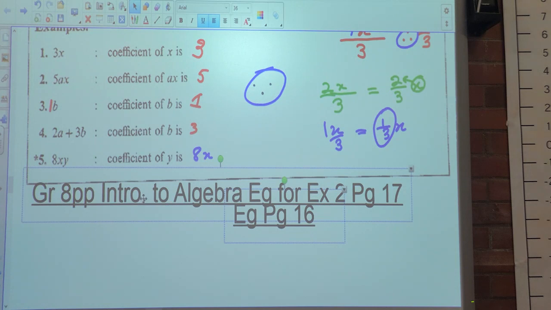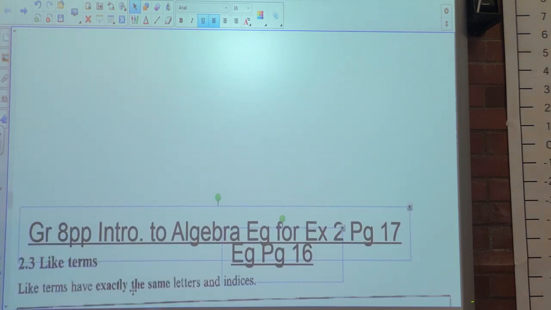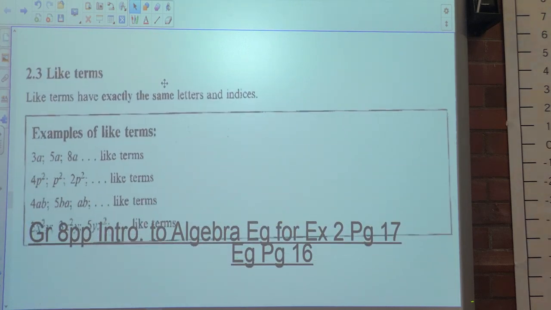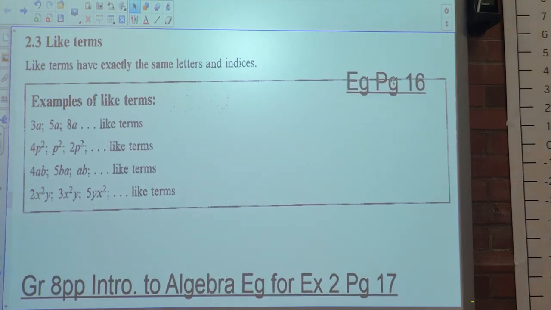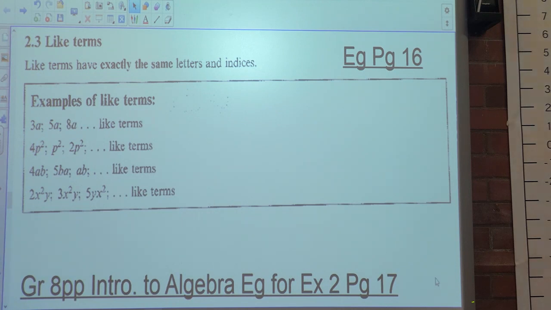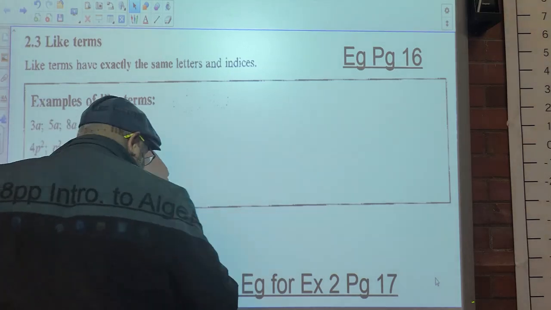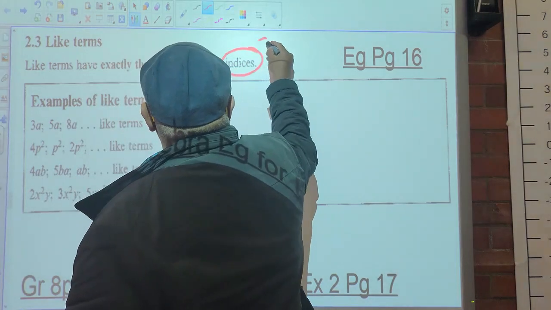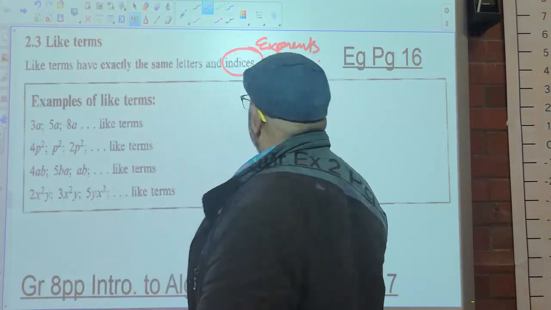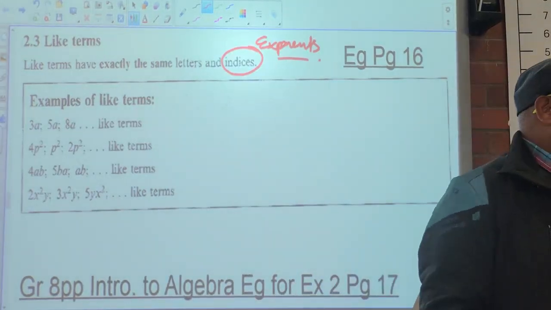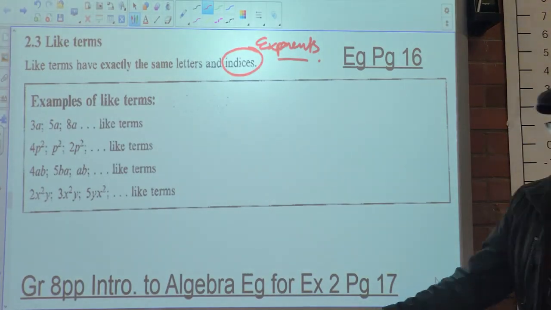Alright, any confusion here? No, so it's actually very easy. People, everything in maths is very easy. Alright, so people, we will now be looking at like terms. Like terms have exactly the same letters and indices. Another word for indices is exponents. Indices and exponents are basically the same thing.